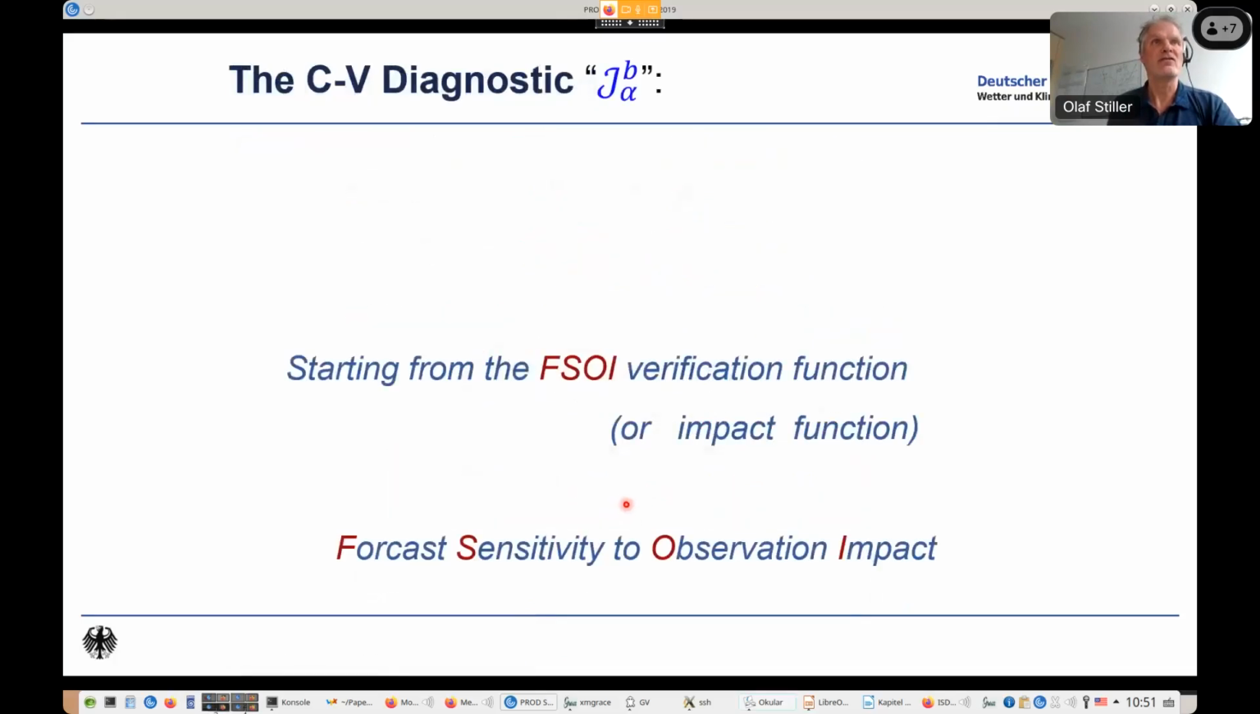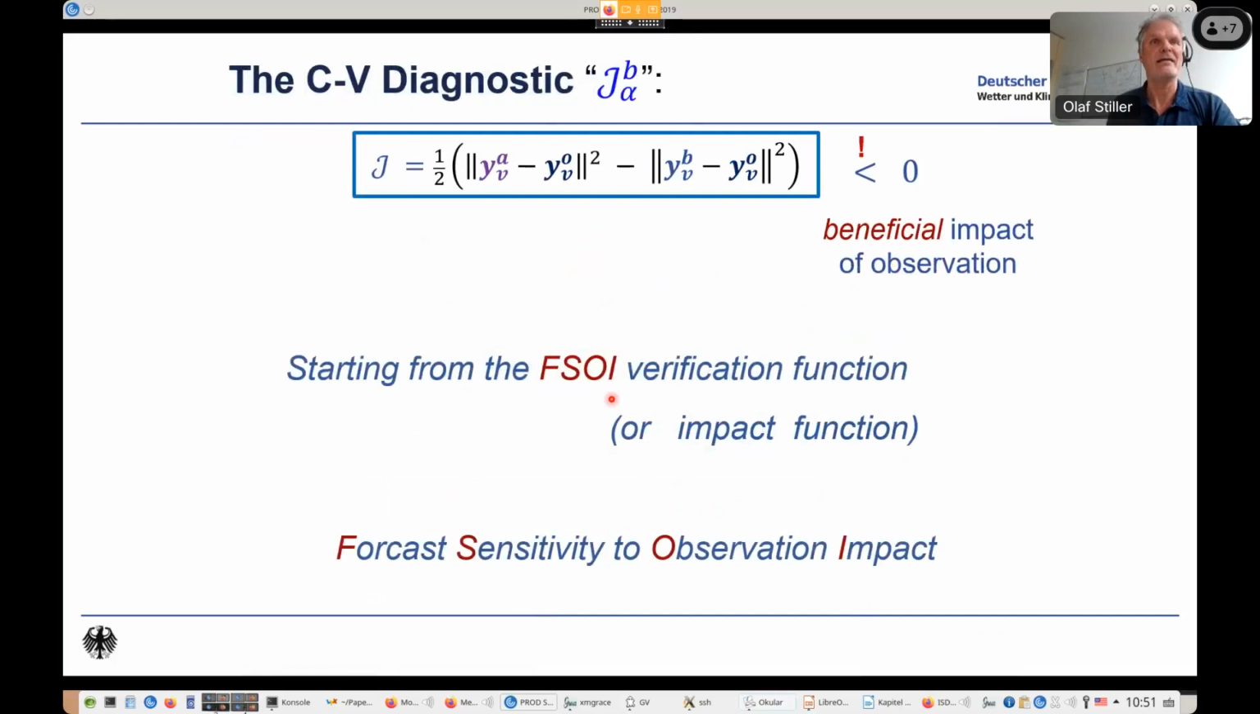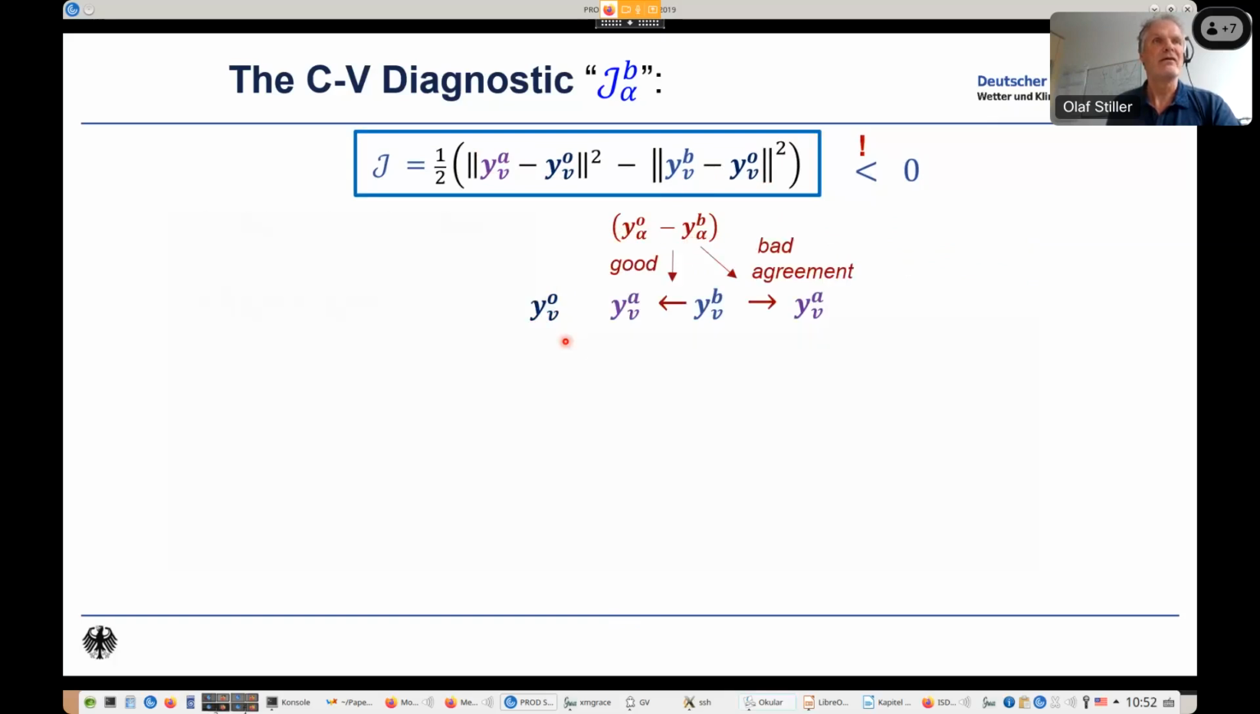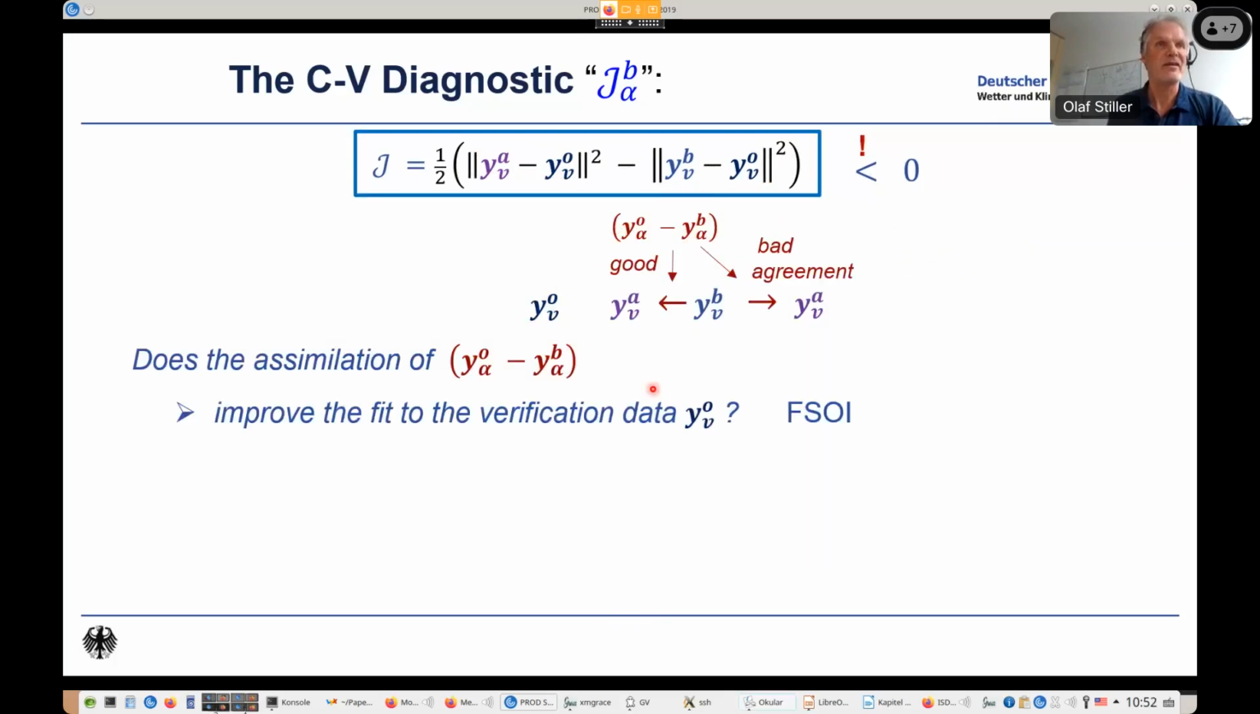And that's what the diagnostic cross-validation tool is based on, which, however, has been derived from the FSOI verification function, which tests how the analysis fits better to the verifying observations than the background. So as verification data, I take observations, and when you simulate another observation, then this can either pull the model towards the verifying observations or away. The traditional established FSOI formalism asks the question whether this improves the fit to the verification data.